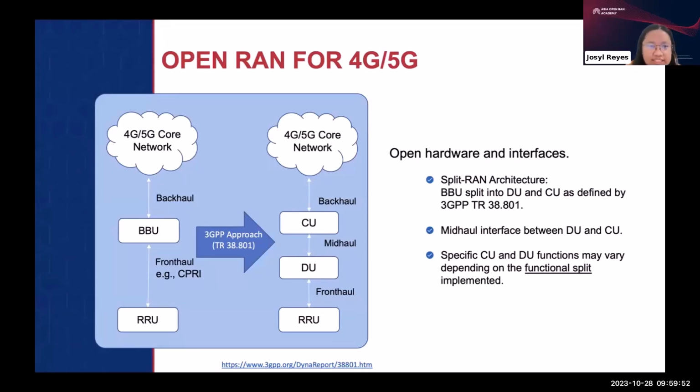And then eventually they have this 3GPP approach specified in technical report 38.801, wherein the BBU, our baseband unit, has its functions separated further into the CU and DU, the centralized unit and distributed unit. They have a mid-haul interface here. This mid-haul interface is our F1 interface. The good thing about this technical report is that the functions of these units may vary depending on the split.